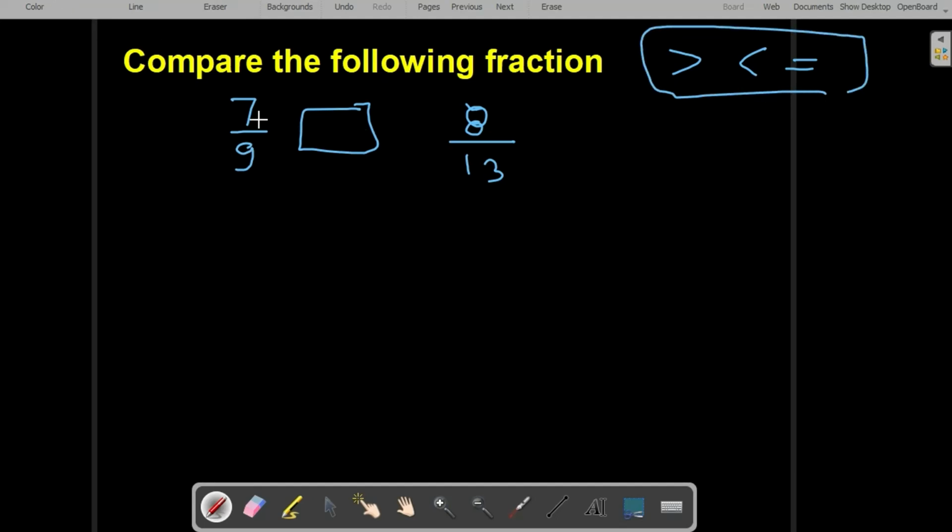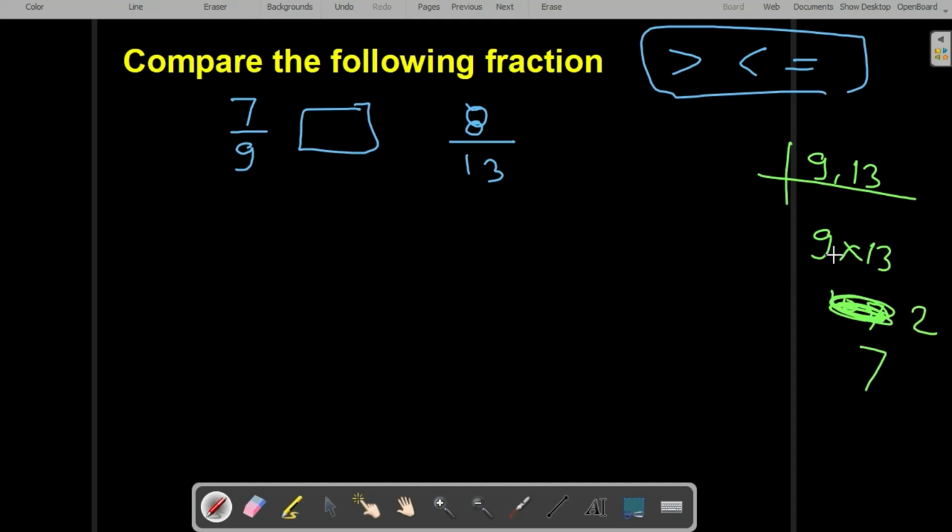Okay, so first, 7 upon 9, 8 upon 13. Always when we do a comparison, we have to make the denominators the same. So 9 and 13 are the two denominators. Take the LCM of these two, they don't have a common factor. 9 into 13. Okay, so 13 into 9 is, oh my bad, 3 into 9, 27, 9 into 9, 117, my bad. Okay, so 13 into 9 is 117.